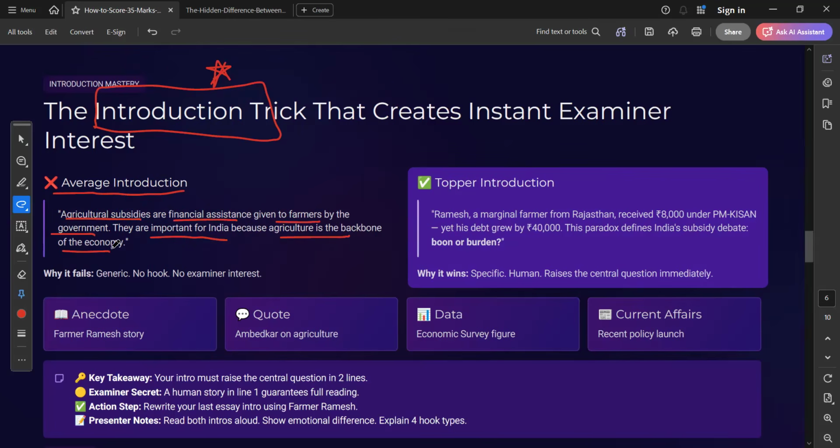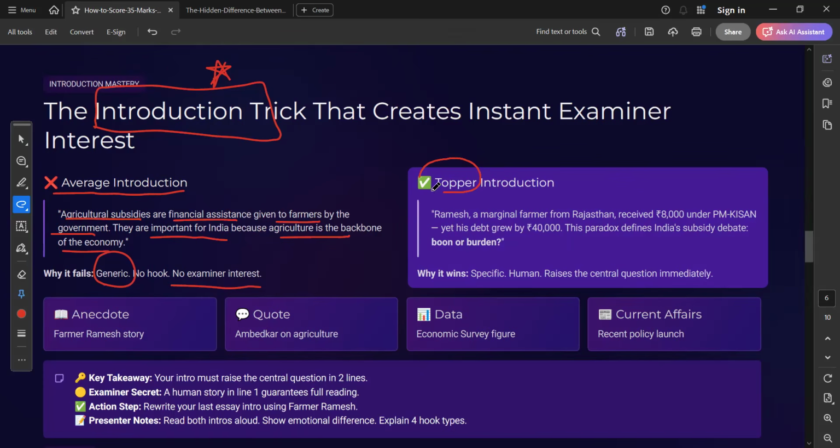Is there something wrong in it? No, it is absolutely correct. But the thing is that it is very generic in nature. It does not intrigue the examiner. It does not catch the examiner's interest. And that's where you just lost your marks, my friend.